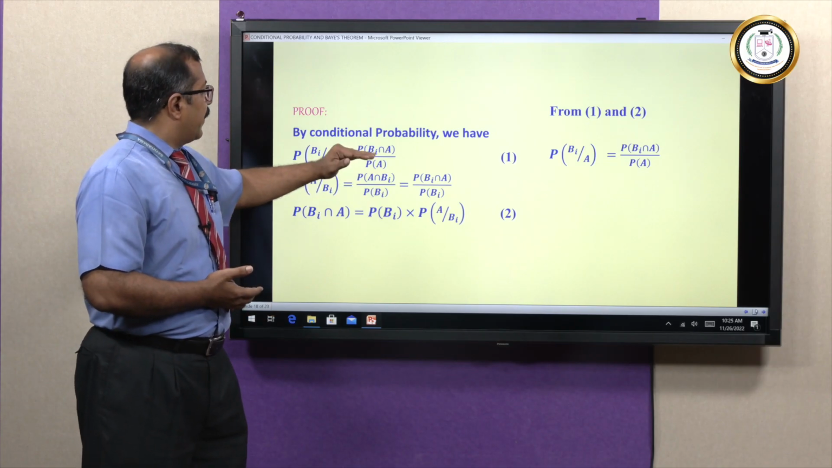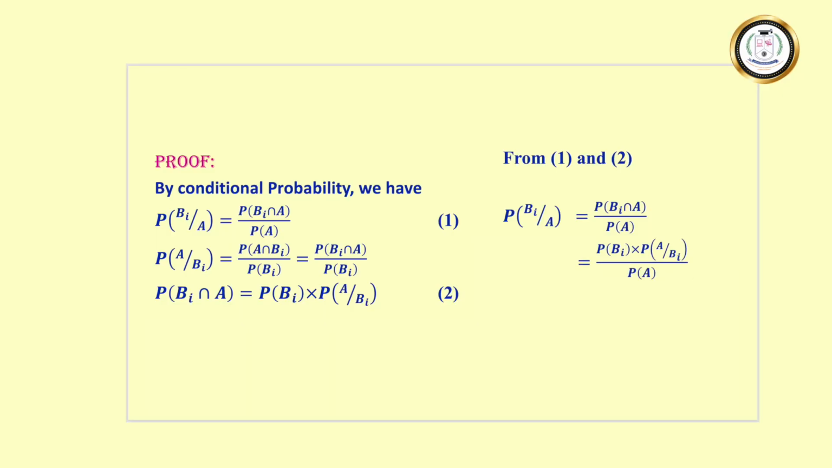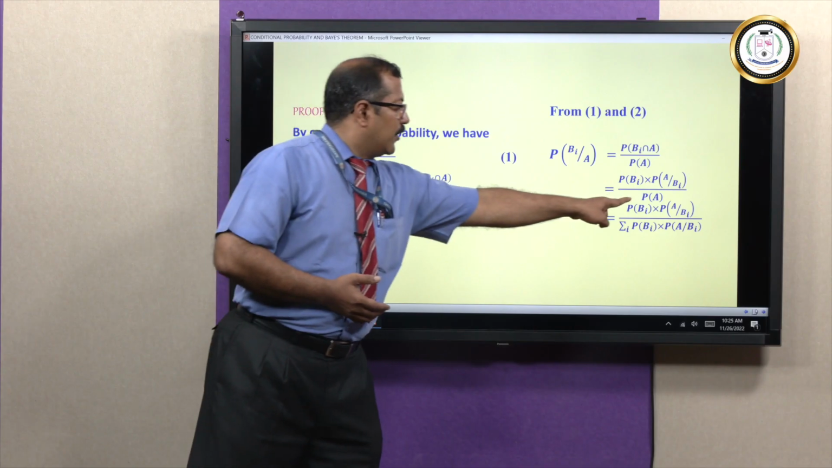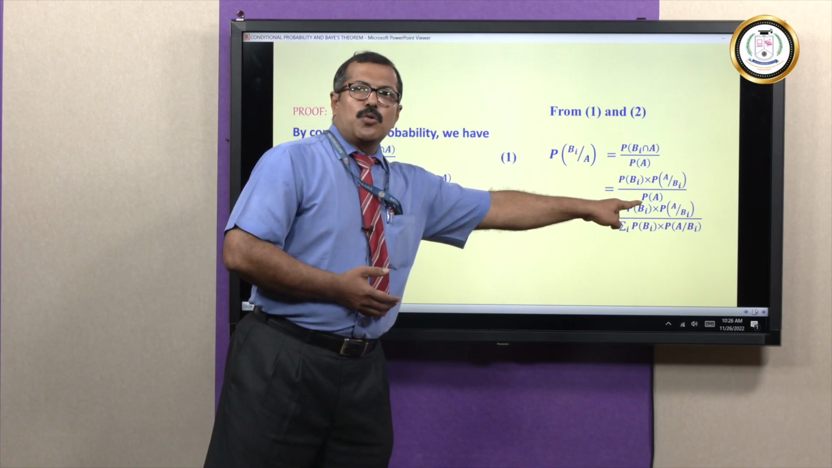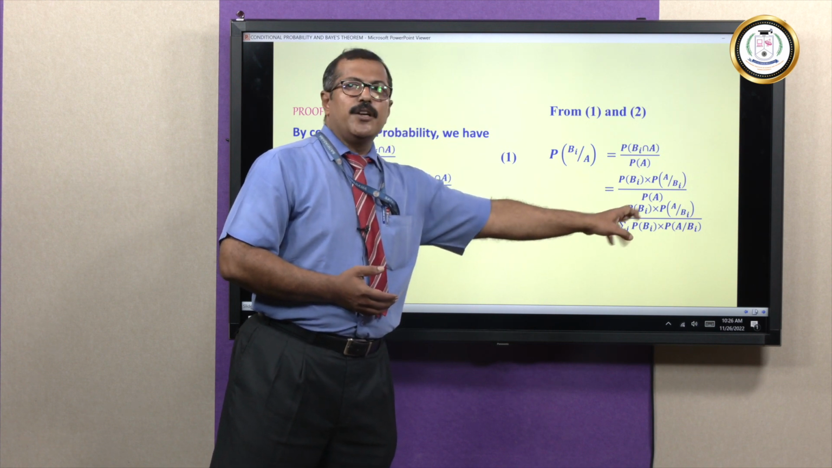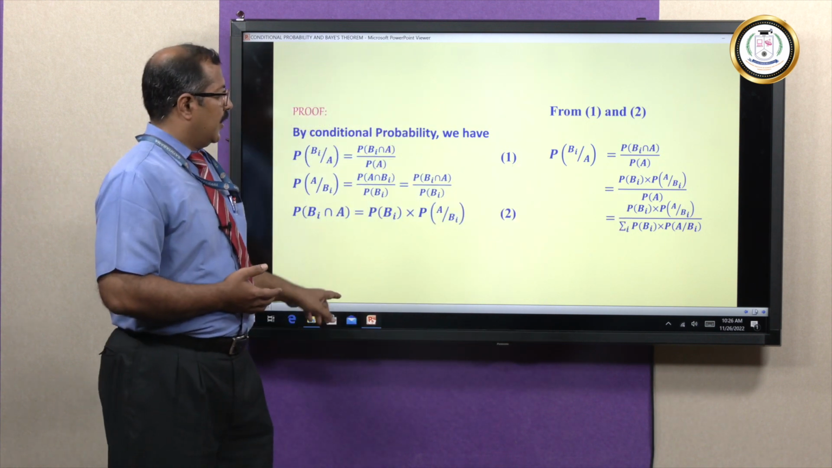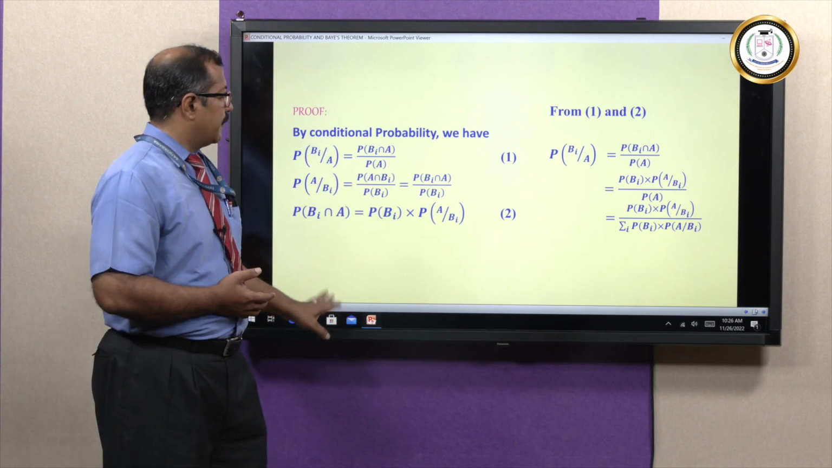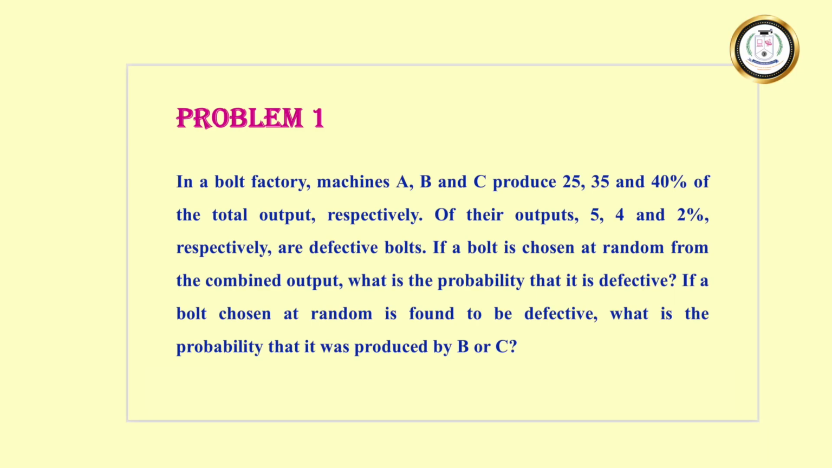From 1 and 2, if we substitute, we get P of Bi given A is equal to P of Bi intersection A divided by P of A, which in turn can be written as P of Bi into P of A given Bi divided by P of A. By the theorem on total probability, we already know P of A is summation P of Bi into P of A given Bi. So this is the proof for Bayes' theorem. Now let us try to apply this in a problem.